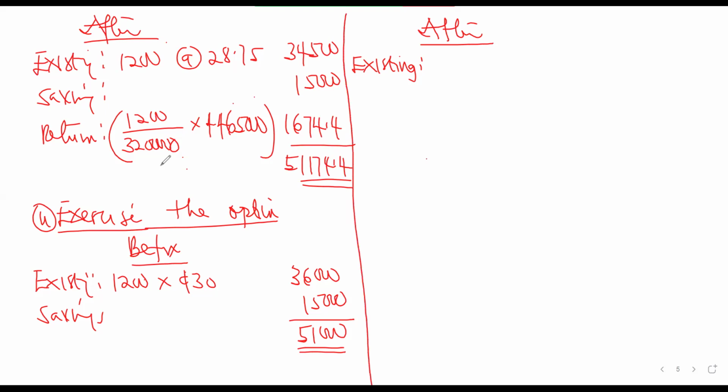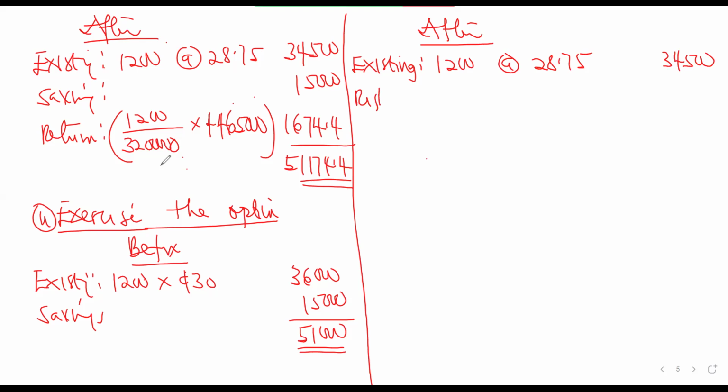But let's come to the existing. The existing will now be what? The existing will be the 1,200 at 28.75, isn't it? Yes. Okay. And that will give us how much? 34,500. Yeah. Okay.